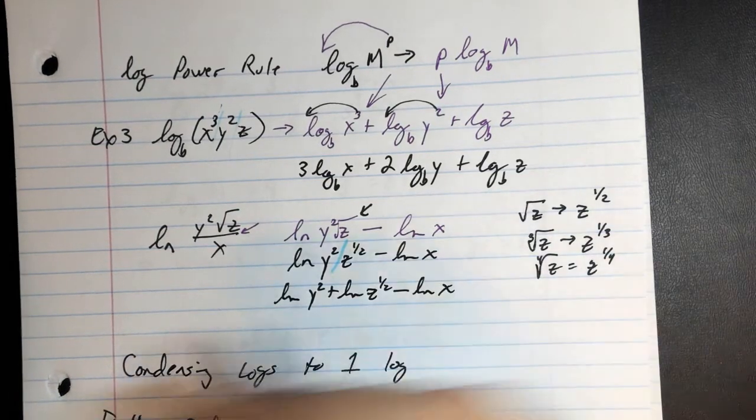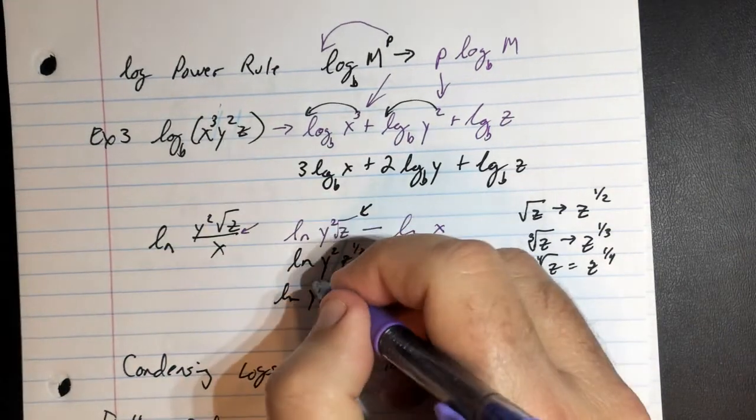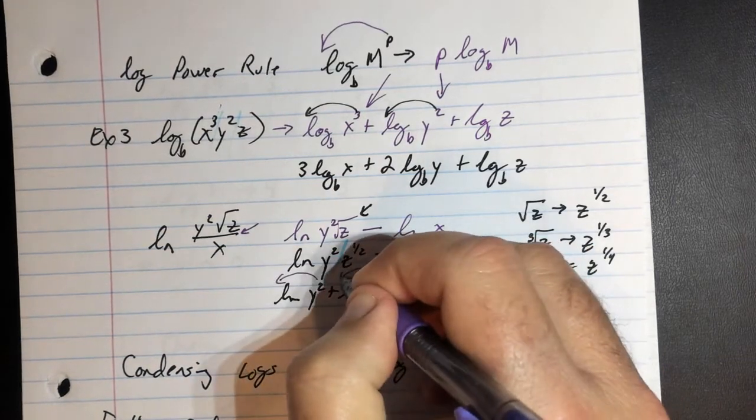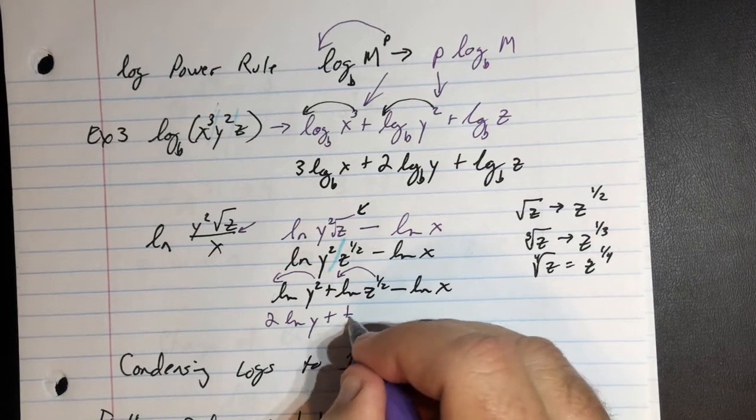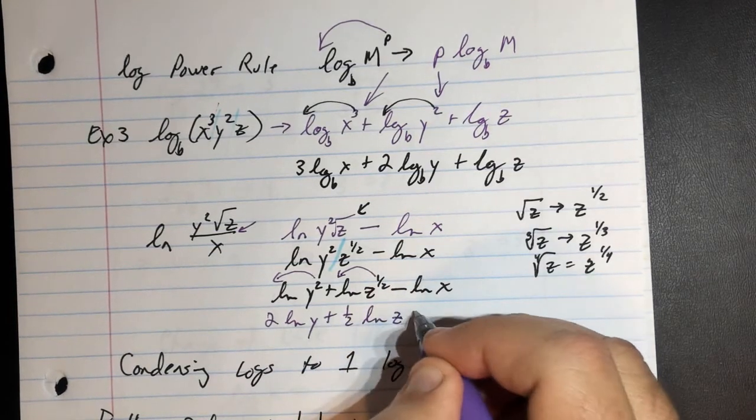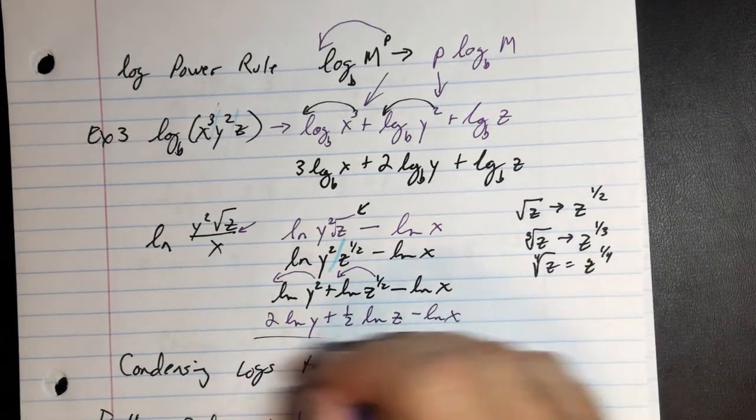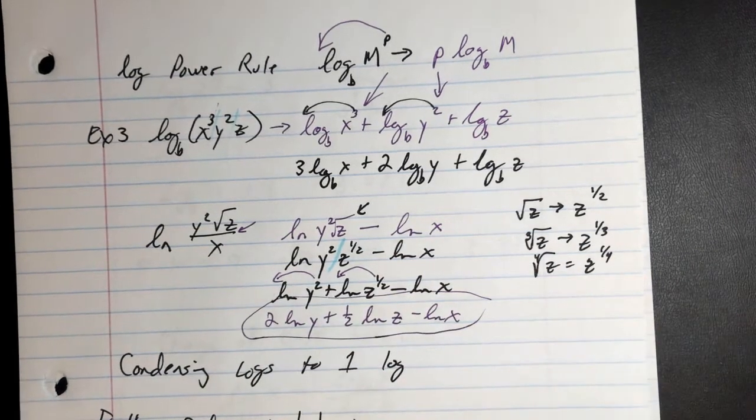And then lastly, the power rule. So now the power rule is going to come out front of that one. So 2 natural log of y plus 1/2 natural log of z minus natural log of x. And there is my expansion of that.